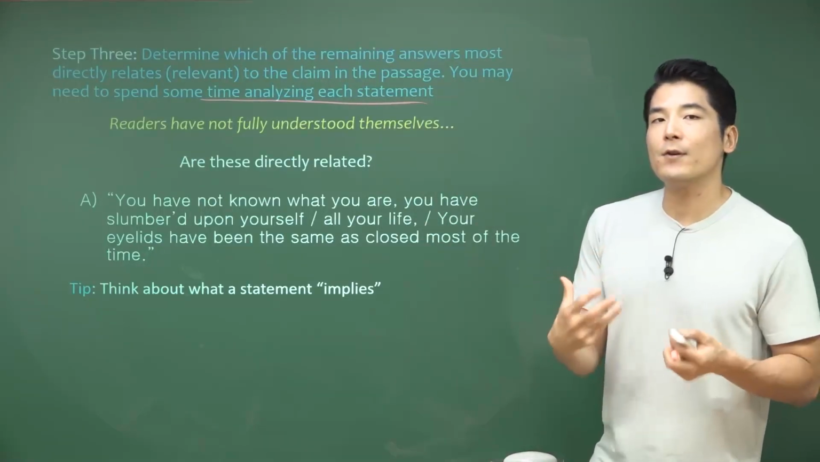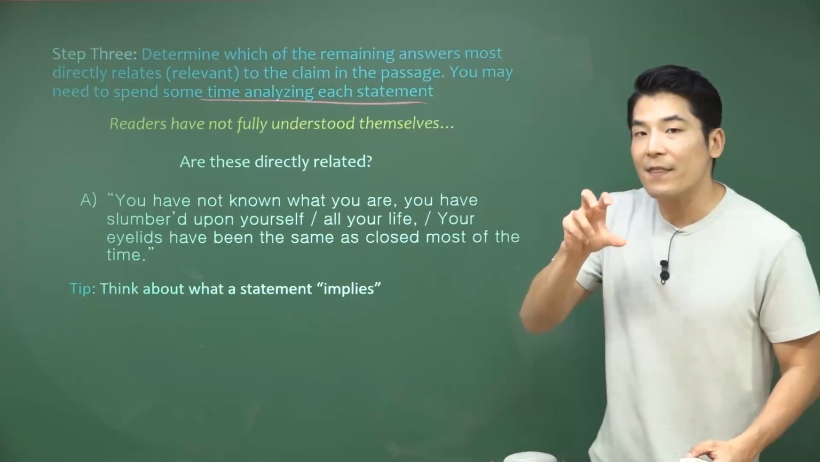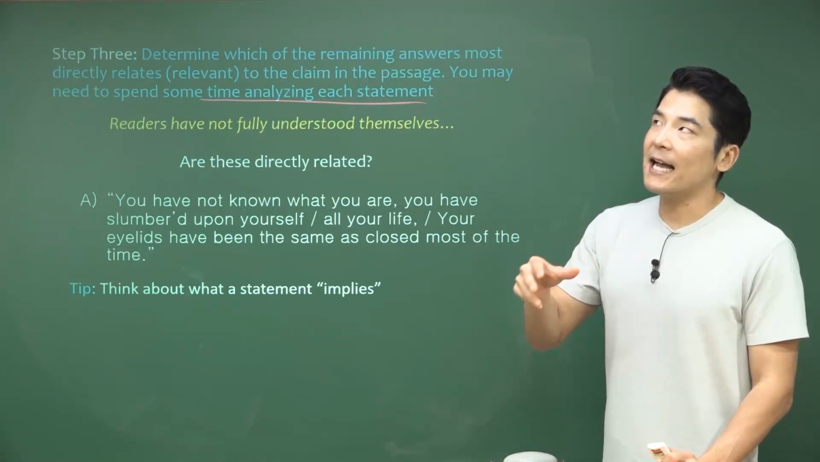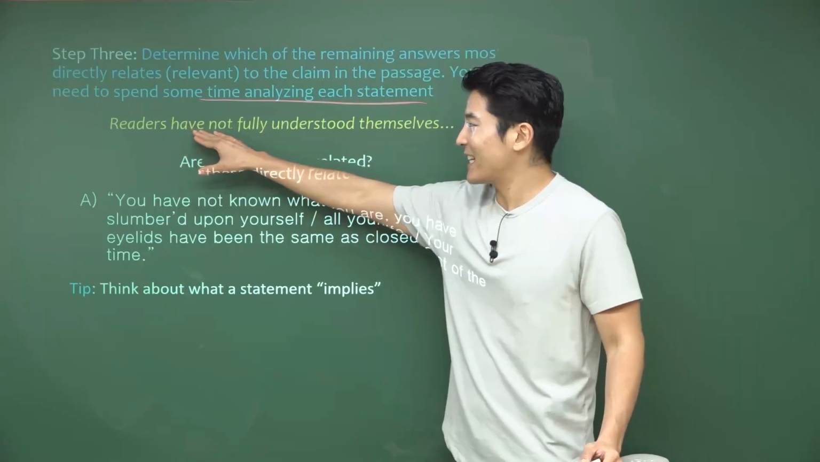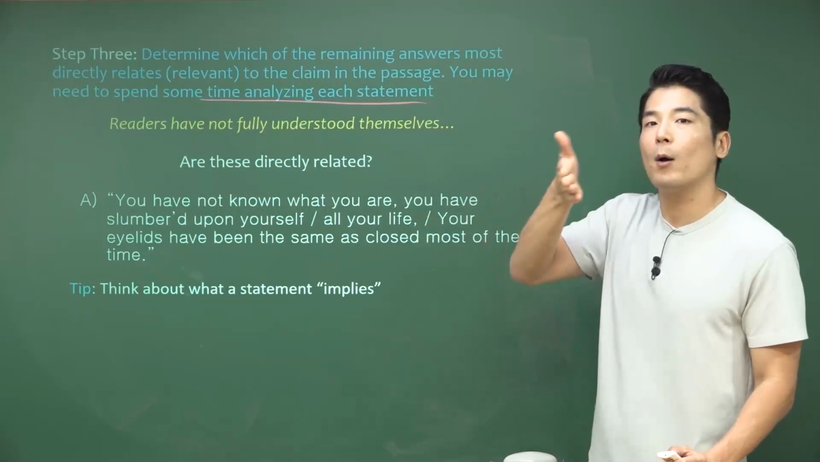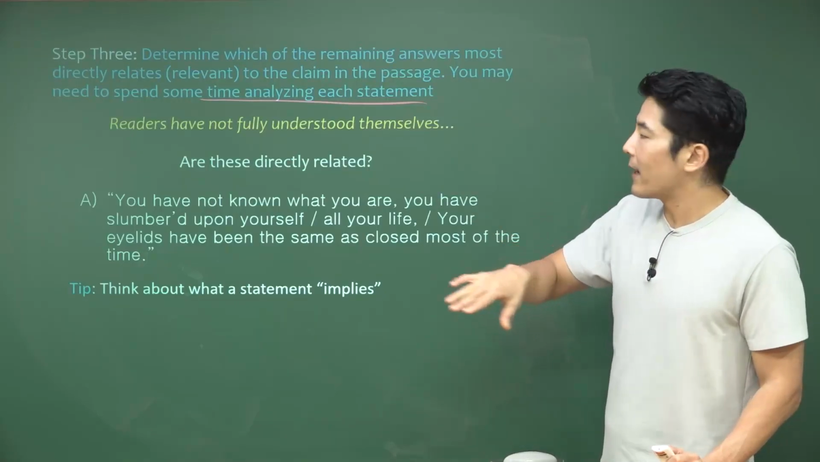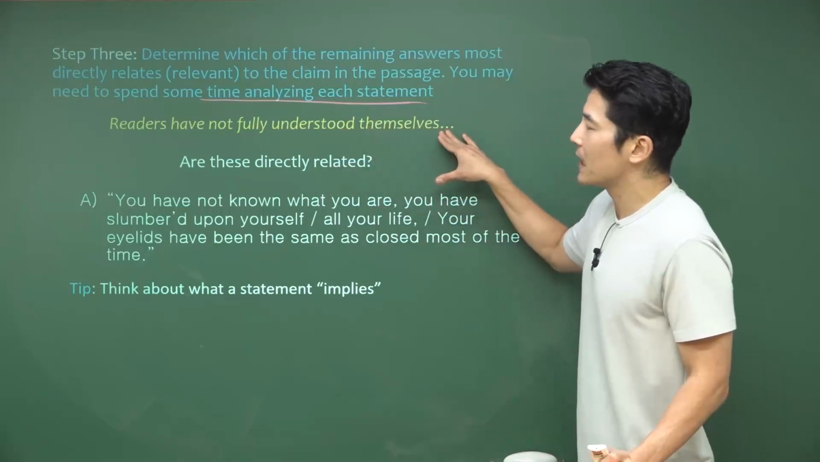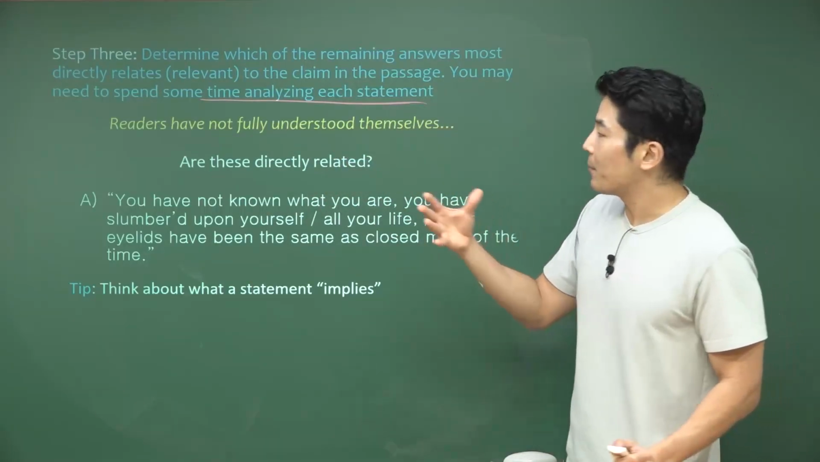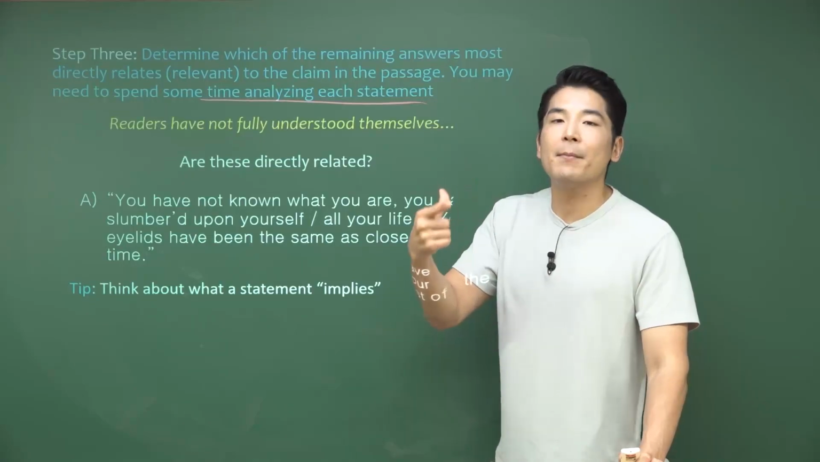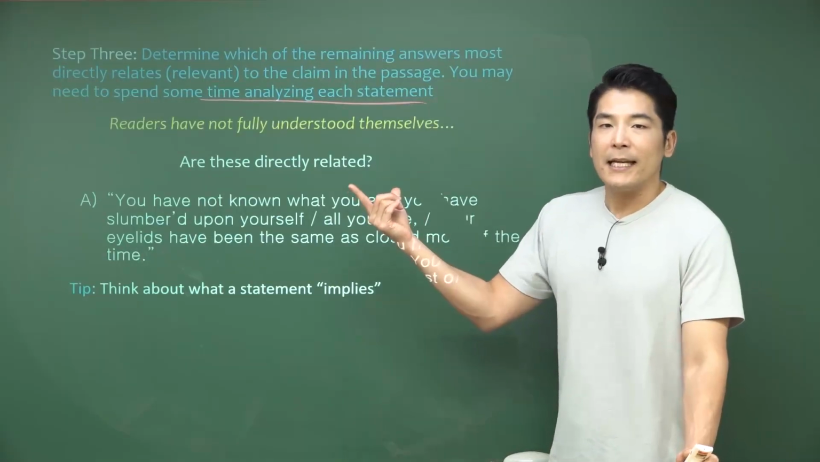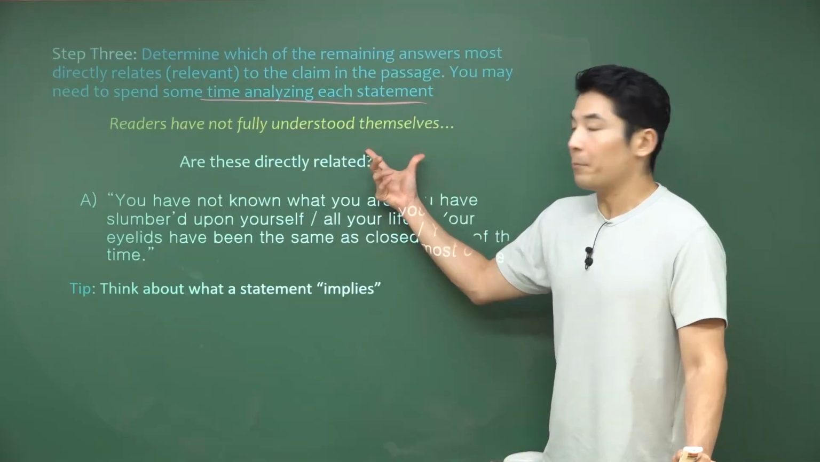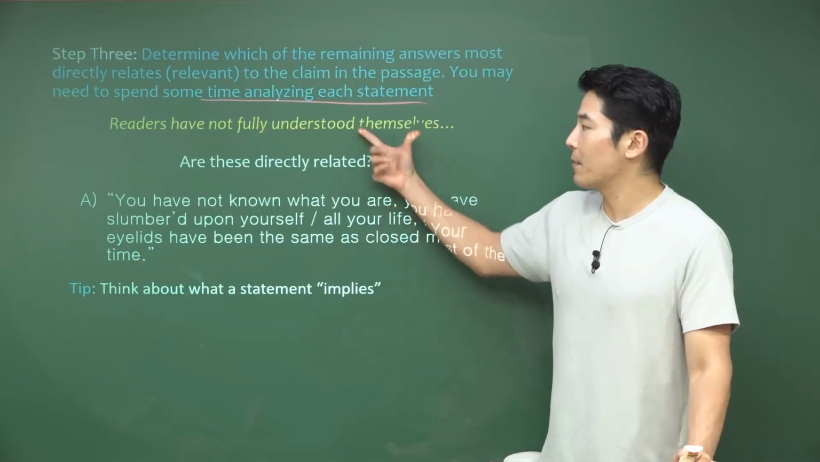And a tip that I could give you guys here is try to think about what the statement implies. Implies means, instead of just understanding exactly what's being said, think about what it suggests, right? So for example, if readers have not fully understood themselves, what can this imply? Well, this implies that readers do have some understanding of themselves. It's just that they don't have a complete understanding, right? That's one example of what we could imply from this.